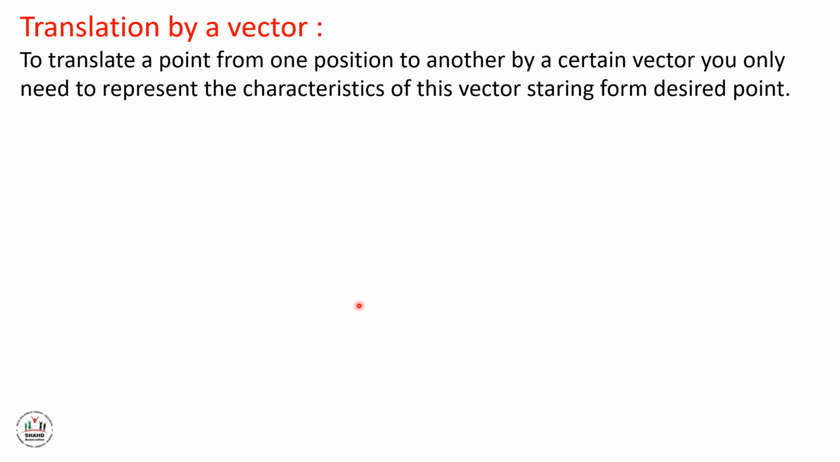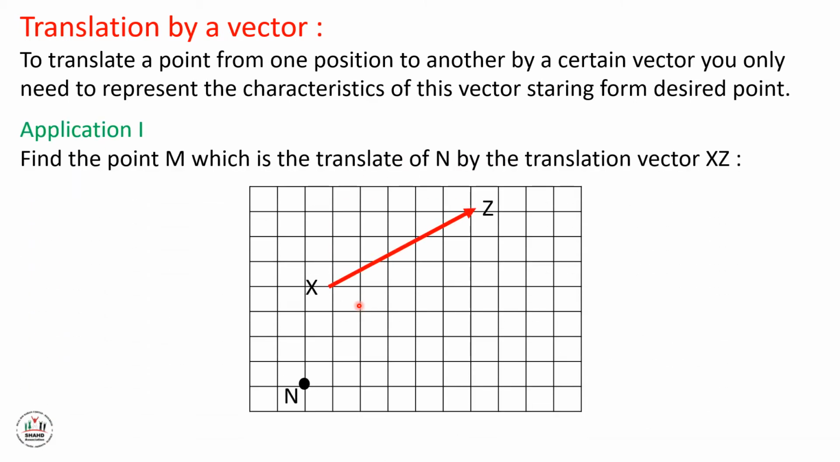Translation by vector. To translate a point from one position to another by a certain vector, you only need to represent the characteristics of this vector starting from the desired point. Let's solve an application to see what this means. Find the point M, which is the translate of N by the translation vector XZ. So we need to translate N by the translation vector XZ. And the rule said, in order to do that, we need to represent the characteristics of this vector, starting from the desired point, which is N in this example.